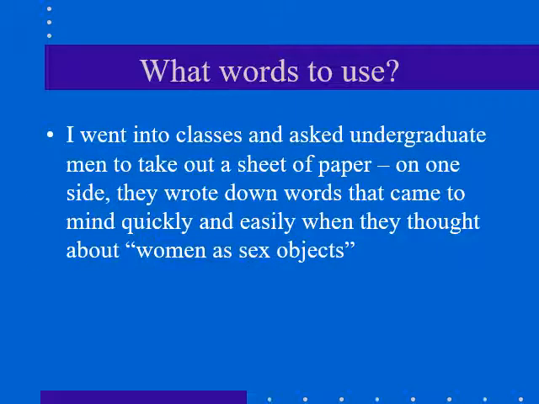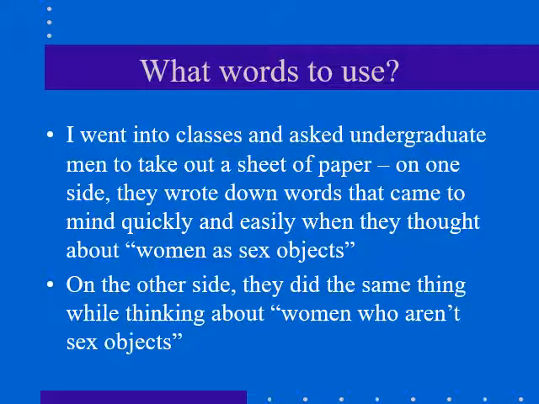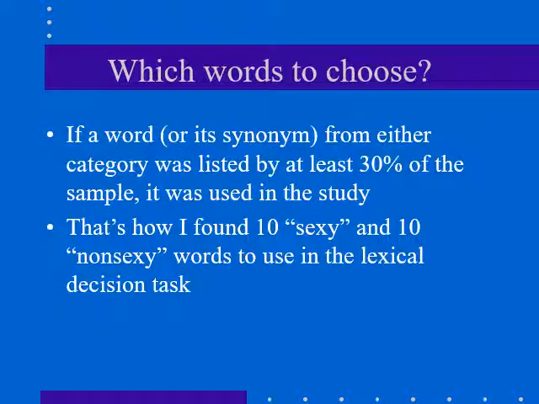To find out, I went into classes and I asked undergraduate men to take out a sheet of paper and write down the words that came to mind quickly and easily when they thought about women as sex objects. And then I told them to flip the paper over and do the same thing while thinking about women who aren't sex objects. If a word or its synonym from either category was listed by at least about a third of the sample, it was used in the study. And that's how I found 10 sexy words and 10 non-sexy words to use in the lexical decision task.